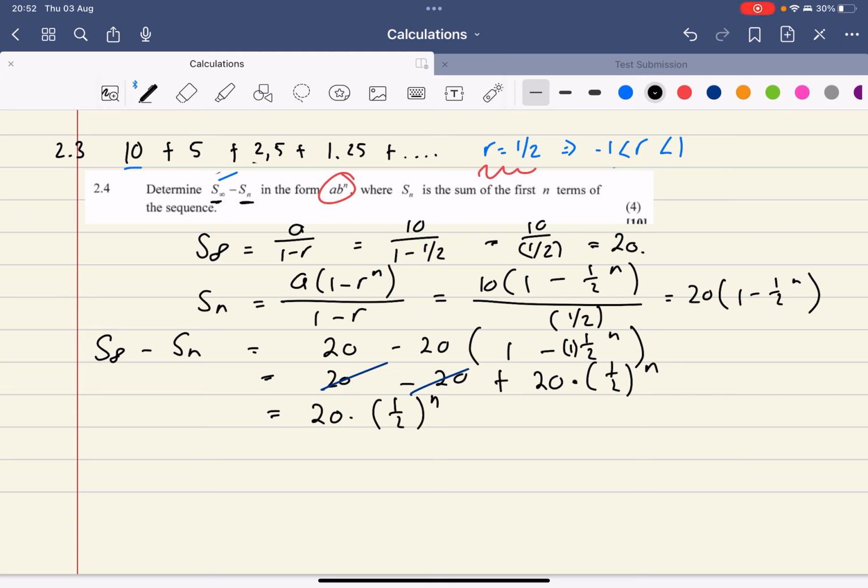And that satisfies the format in which they wanted us to get the expression. So there we are.